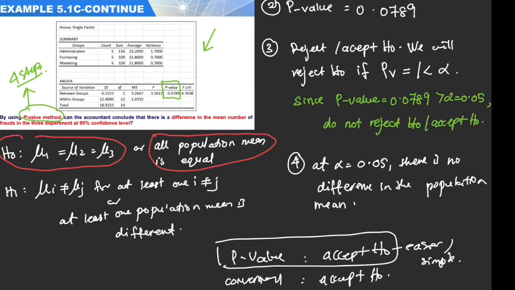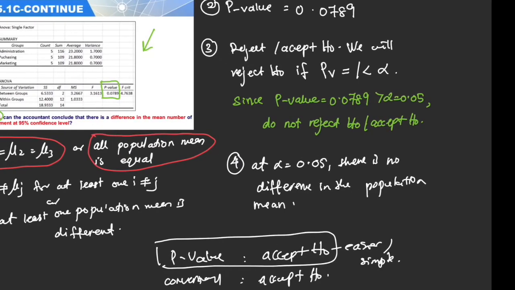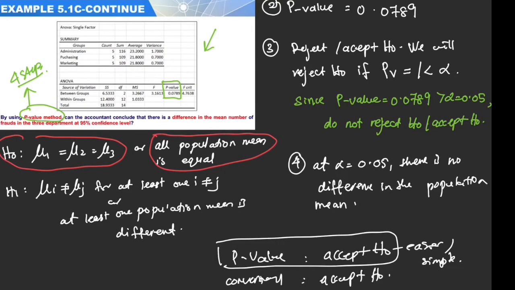Okay, that's the solution for example 5.C. Right, so I hope you can study again and understand how to solve one-way ANOVA, from determining the independent variable, determining the factor, determining the treatment, conducting using the conventional method, and then conducting one-way ANOVA using the p-value method.